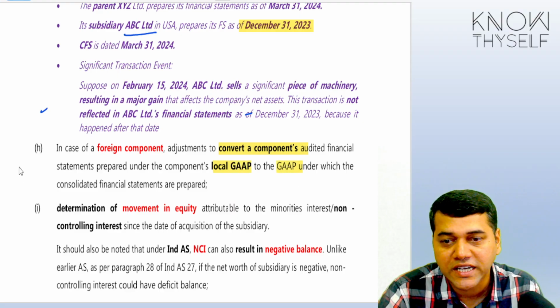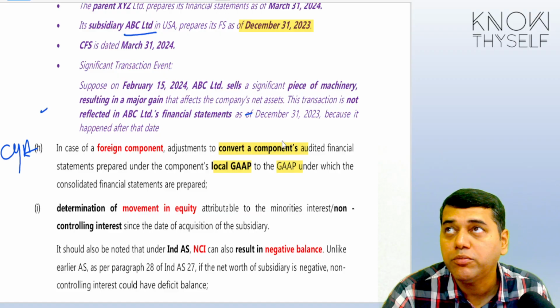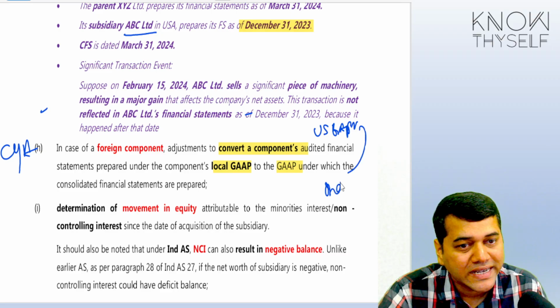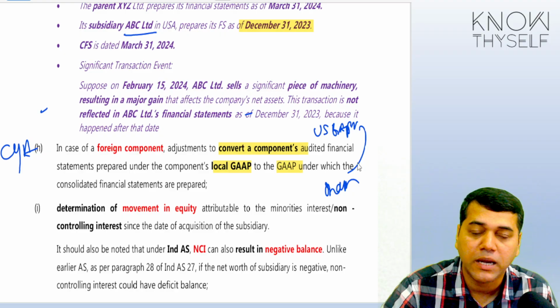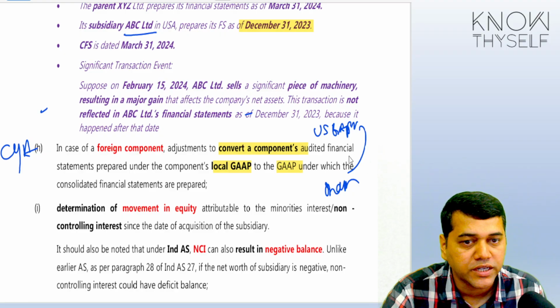This is also your current year adjustment. That means the component's financial statement must have been drawn as per US GAAP. Now you need to convert into Ind AS. How that is going to happen, I will tell you later. In the reporting part, we will talk about it in detail.